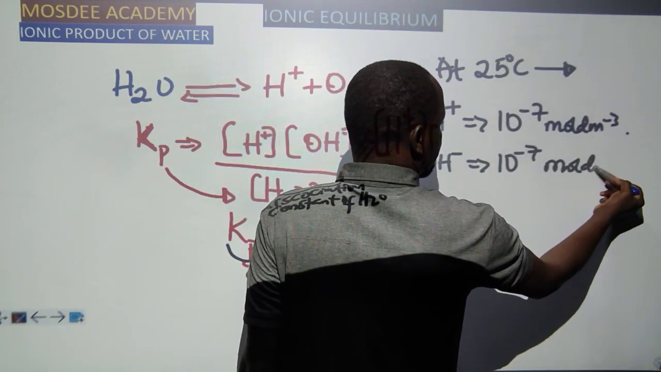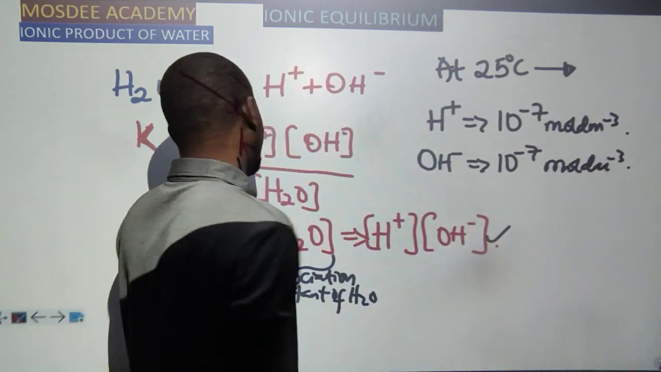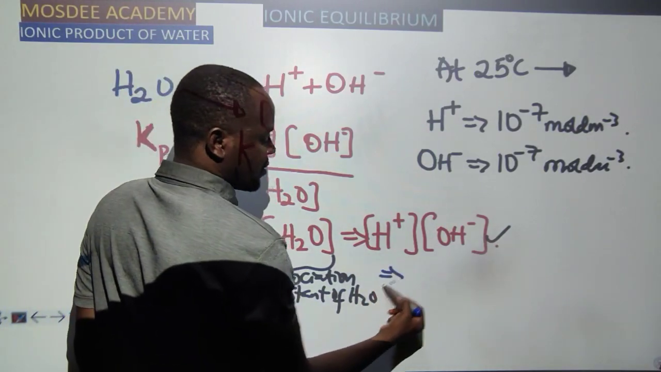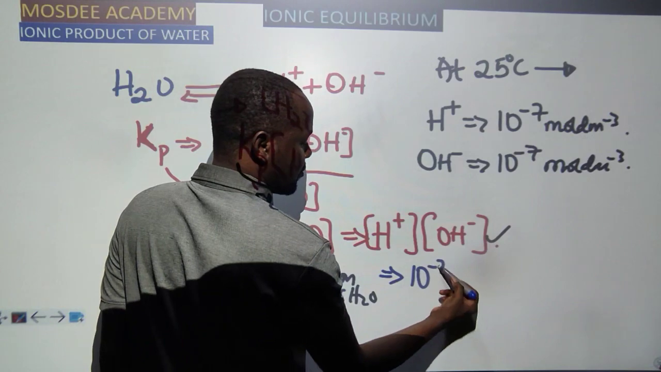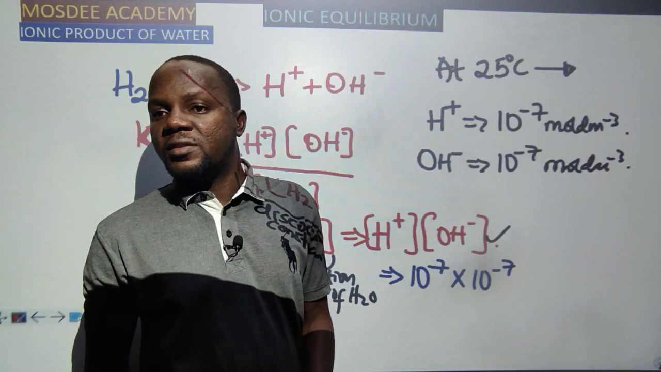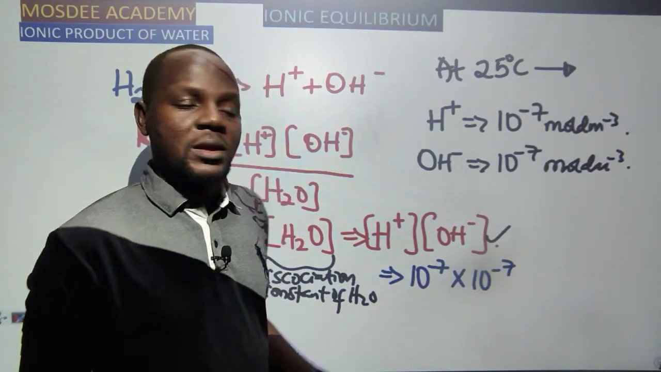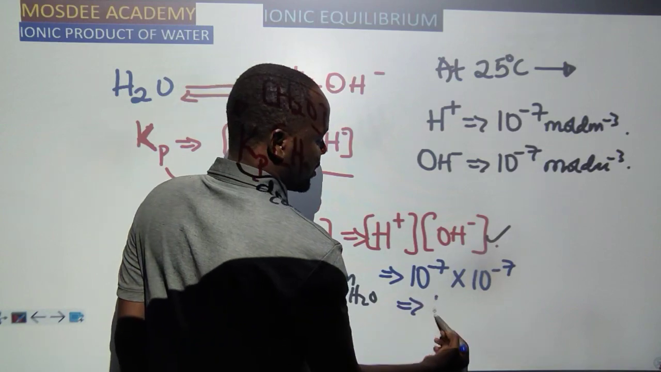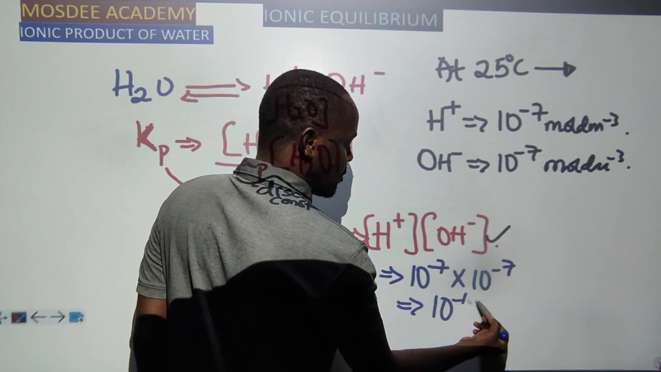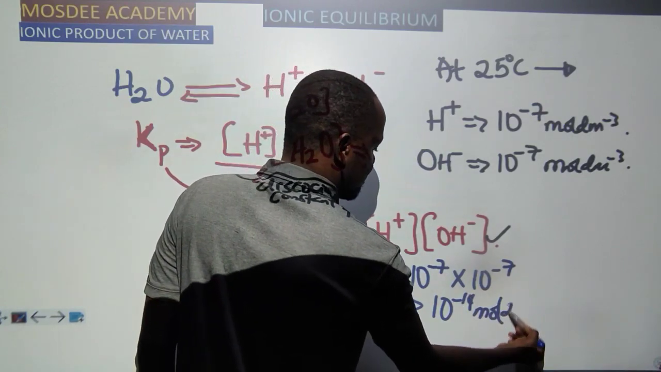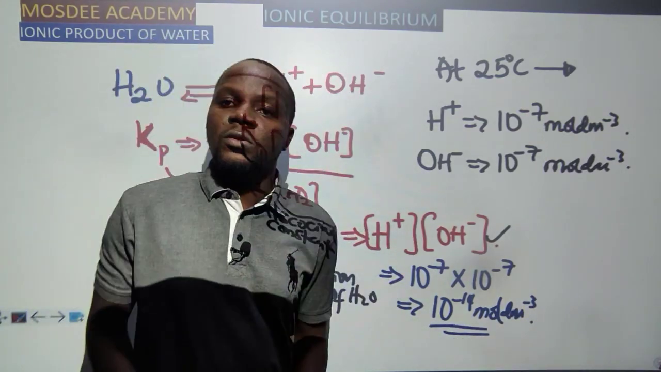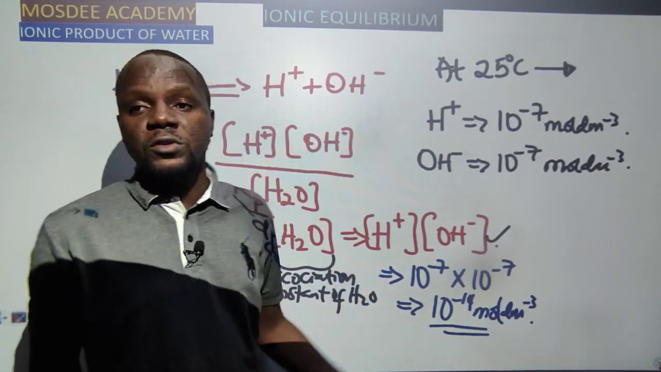moles per dm cube. So in general, we are now going to have, from your mathematics, that the dissociation constant of water can now be written as 10 raised to power minus 7 times 10 raised to power minus 7. From your mathematics and your knowledge of indices, when you are connecting them with what? Multiplication, it's going to give you nothing but 10 raised to power minus 7 plus what? Minus 7. Minus 7 minus 7 will give you minus 14 moles per dm cube. So this is the constant value at 25 degrees Celsius for the dissociation constant, or for what we call the ionic product of what?